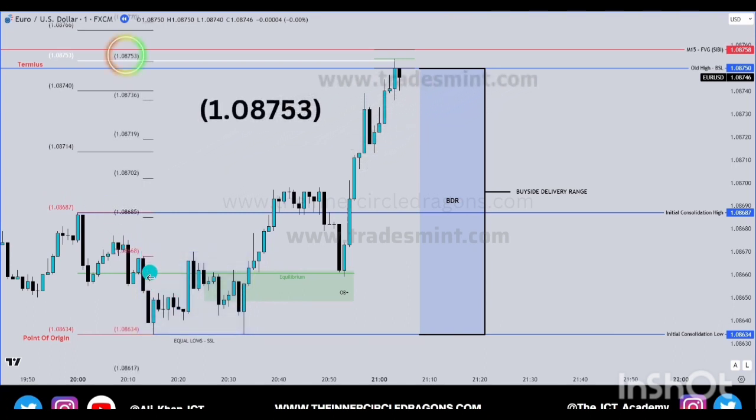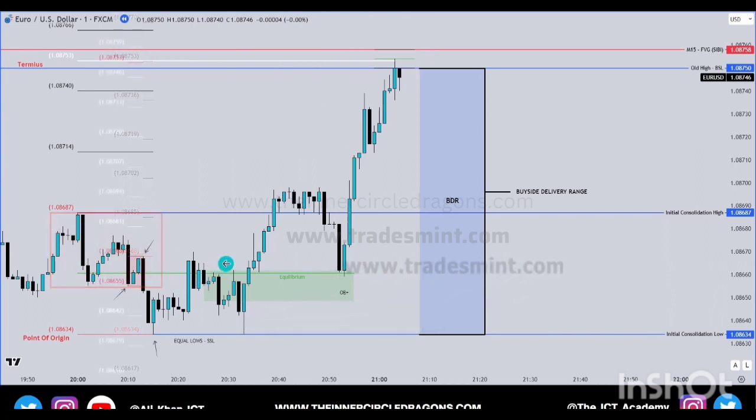If we take the manipulation leg, which ran the sell side liquidity to the left, and anchor a fib from the high to the low, and then project deviations higher, we get 2.5 deviations, which gives us 1.08753. Again, the same level as the previous deviation that we had calculated. Now, notice this is between 2 and 3 standard deviations, where we are already anticipating a reversal.